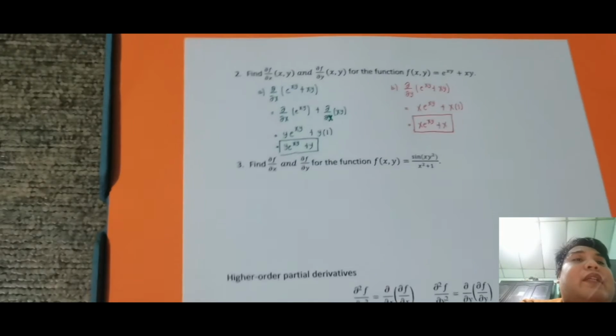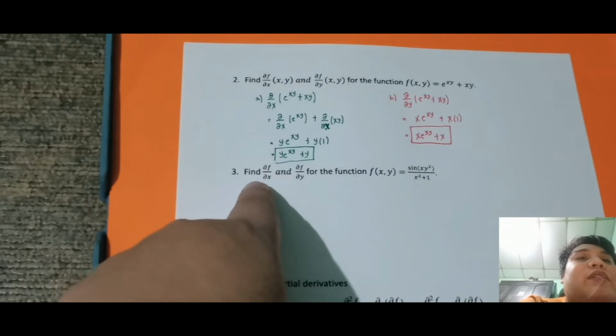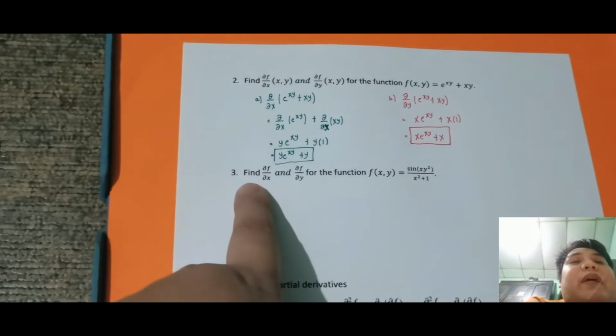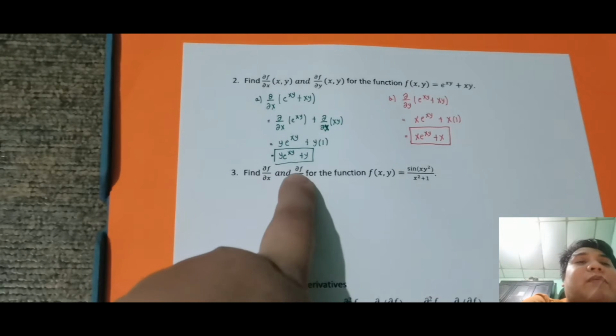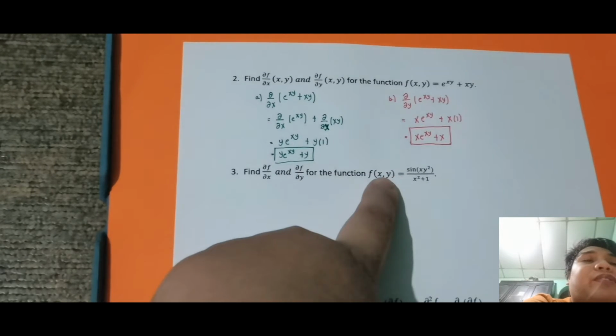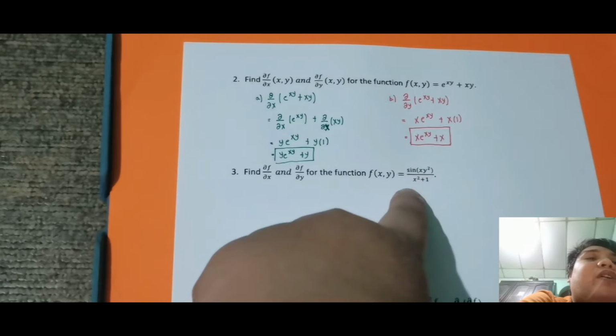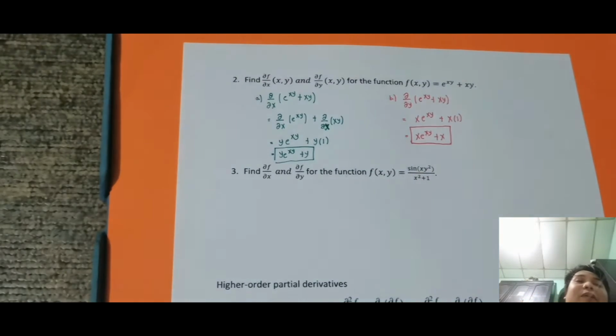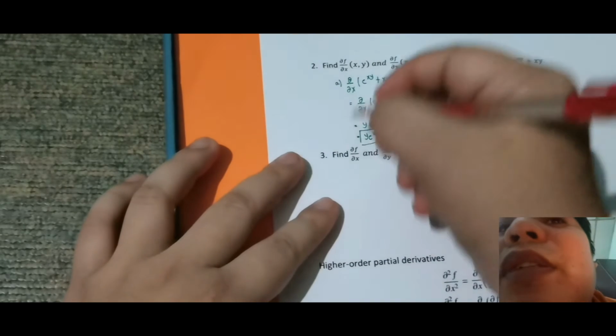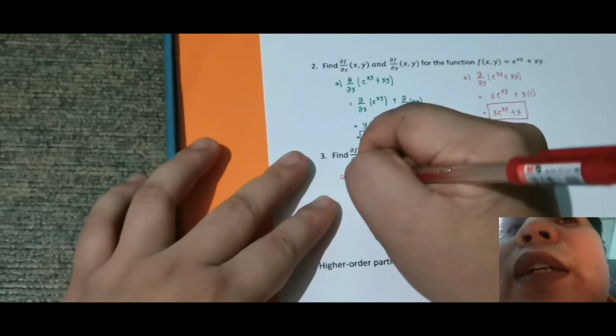Okay, so napaka-dali lang niya. So note, ayun yung ginawa ko. So ito yung ginawa kanina, no? So find the partial of f with respect sa x, then partial of f with respect sa y for the function sin x y squared over x squared plus 1. So ito yung medyo tricky at kung ano yung gagawin natin. Okay, so first is something na for letter A.